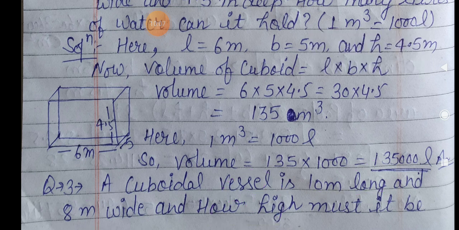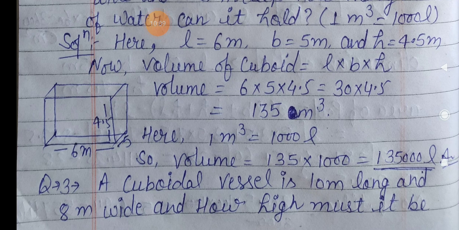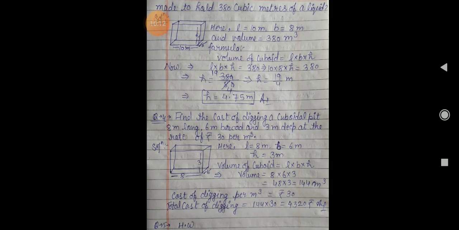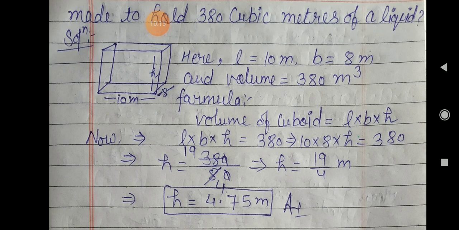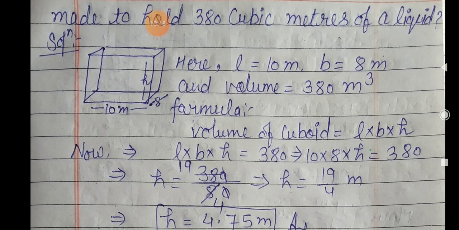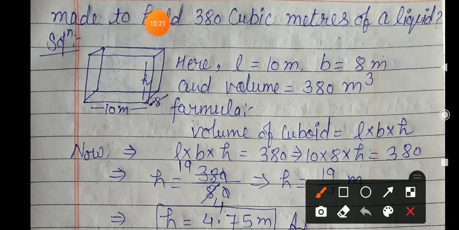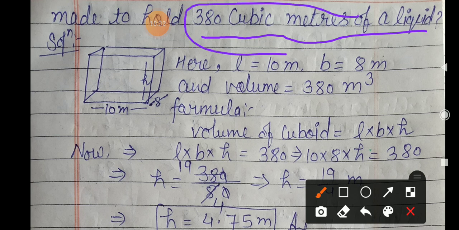And then some data is also given here. So you have to see here. This is the remaining part of that question: it holds 360 cubical meter of liter. So that means here the volume of that shape is given. This is your volume. So volume is this, length is 10 meter, breadth is 8 meter, and then you have to calculate the height of that tank or that shape.